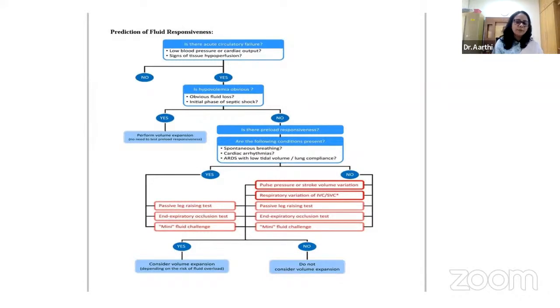When the patient is spontaneously breathing, has cardiac arrhythmias, or has been ventilated with low tidal volumes, which normally happens in most critically ill patients, then we have a few other parameters to go by: the passive leg raise test, the end expiratory occlusion test and mini fluid challenges.